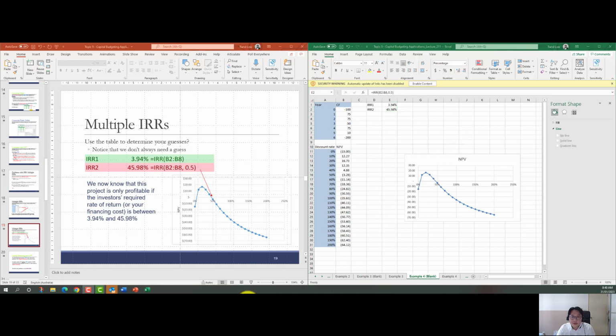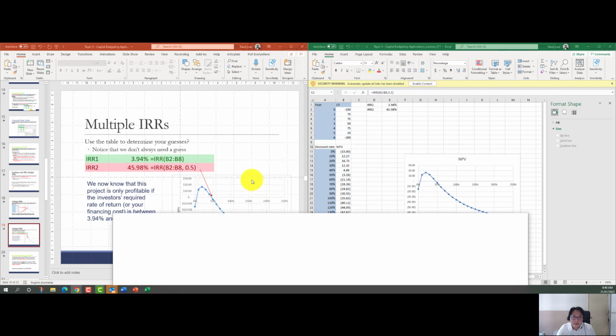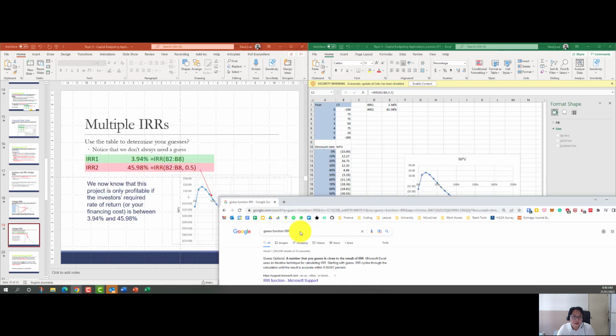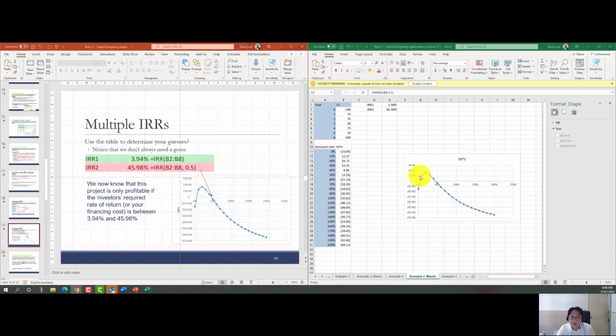So for those of you who are still confused by the guess function, let me bring a definition over here. Guess, optional: a number that you guess is close to the result of IRR. Microsoft Excel uses an iterative technique for calculating IRR. Starting with the guess, IRR cycles through the calculation until the result is accurate within 0.001%. So by plotting out the NPV, we saw that a good guess would be 50%. We gave that information to Excel, 0.5, and it arrived at 45.98 by iterating through the values.